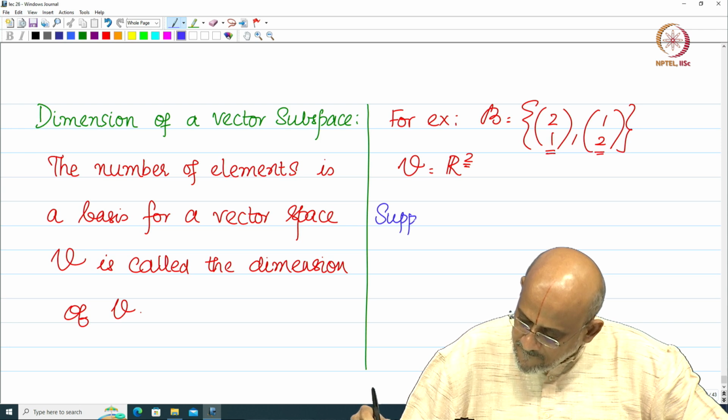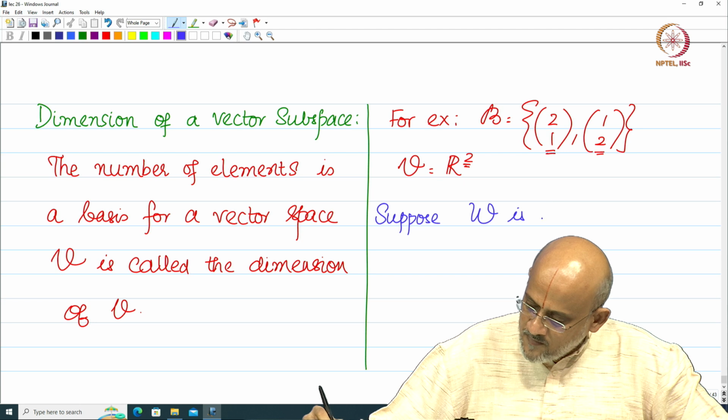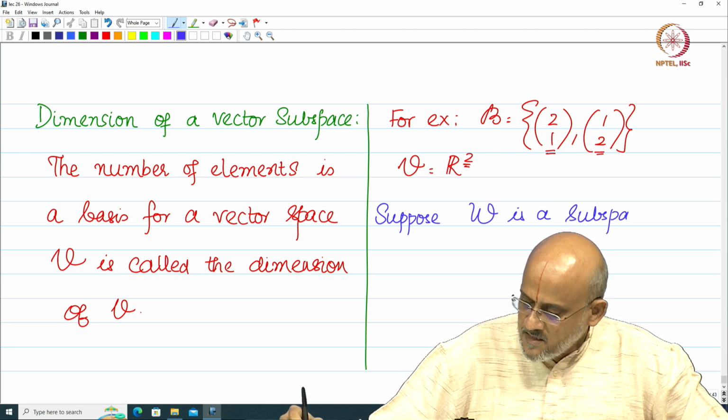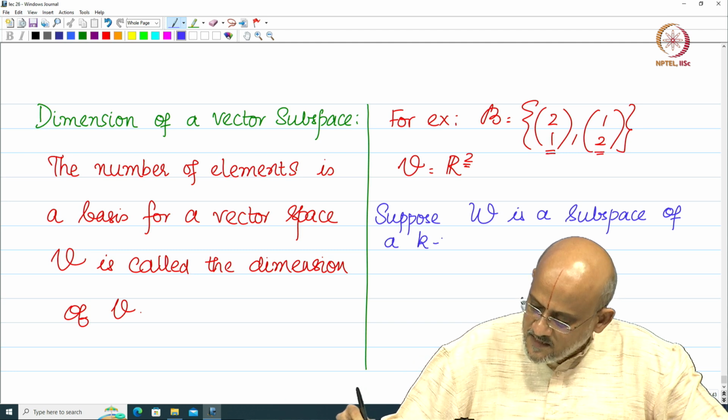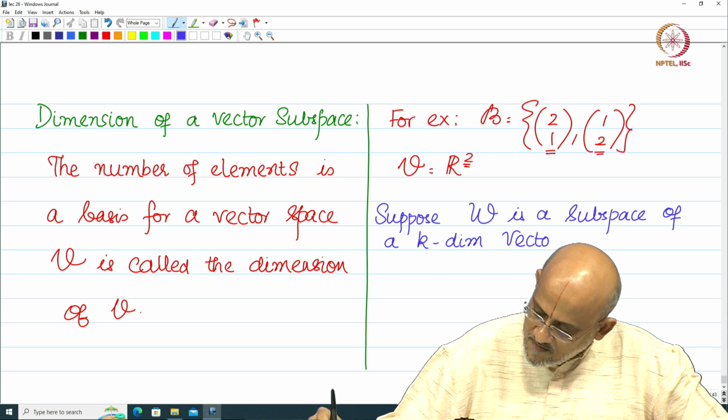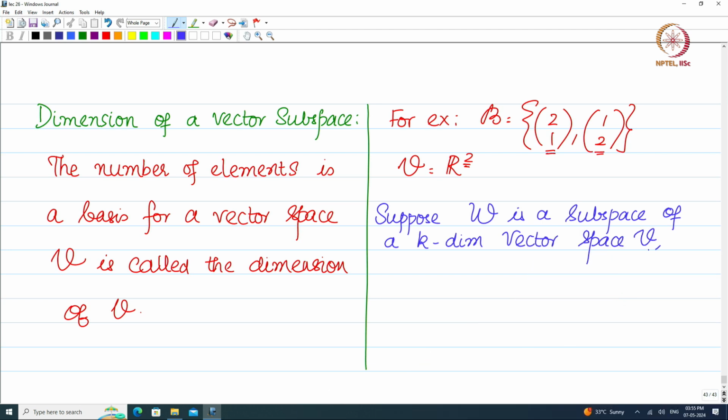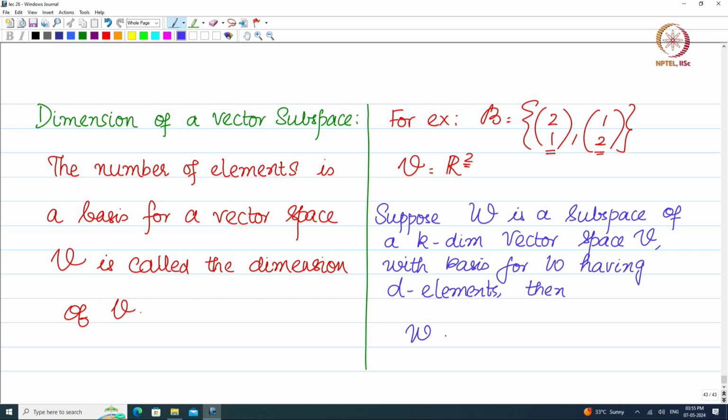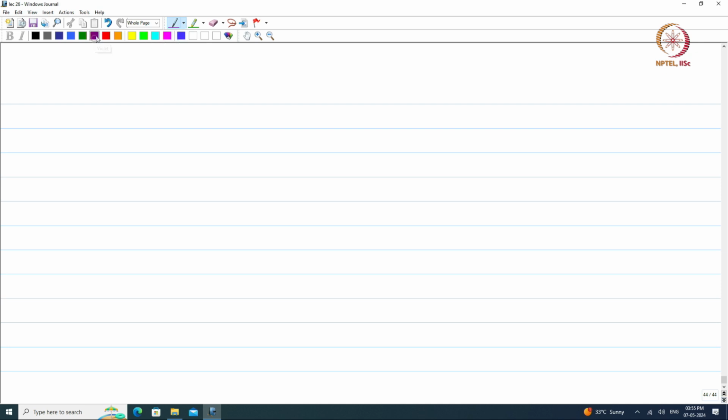So, we are going to say that suppose W is a subspace of, let us say, a k-dimensional vector space V, with a basis for W having d elements, then W is a d-dimensional subspace of V. Okay. And let us just quickly consider a few examples.